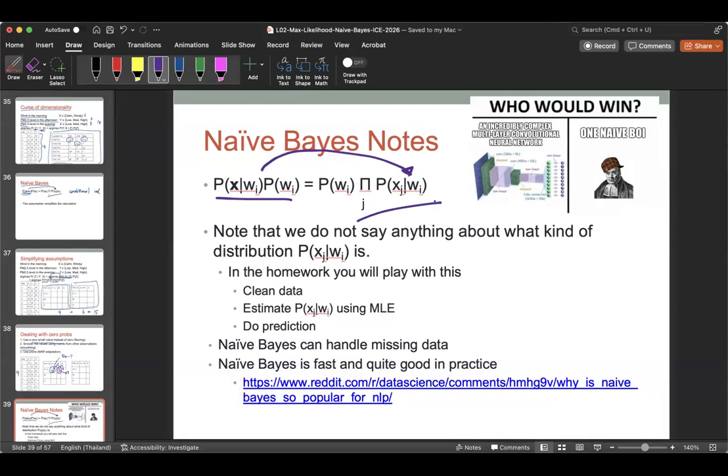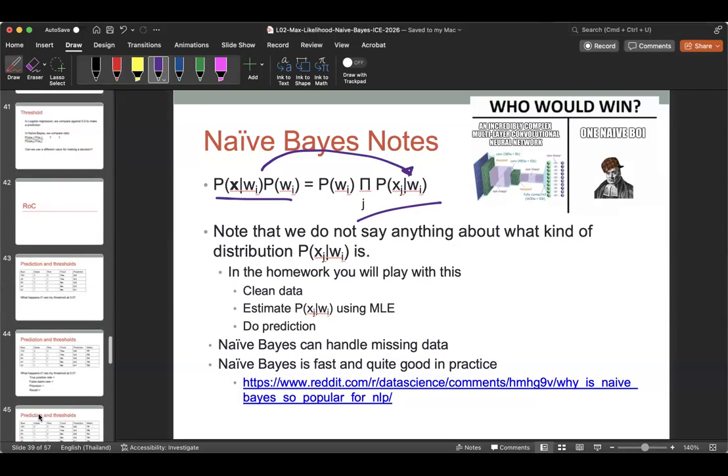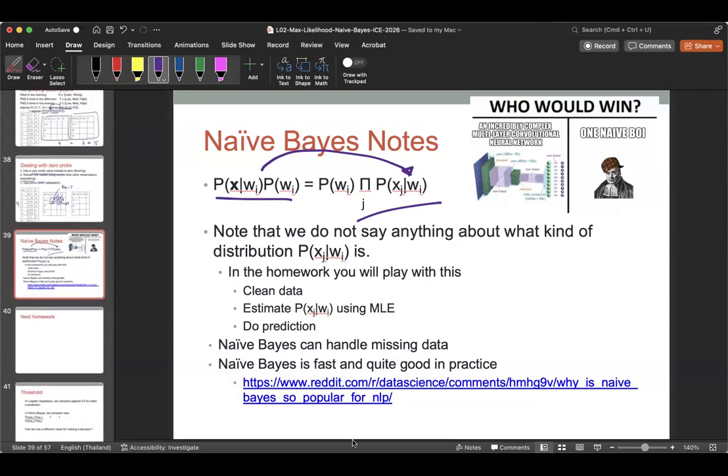And this simplifying assumption makes your calculation easier and lets you work with smaller data. So in the homework, if you want to play around with this, let's look at the homework.